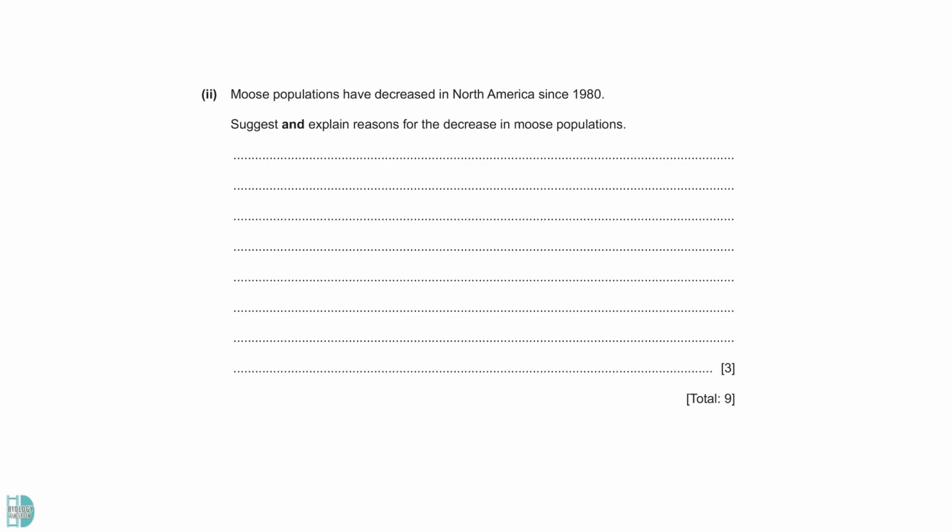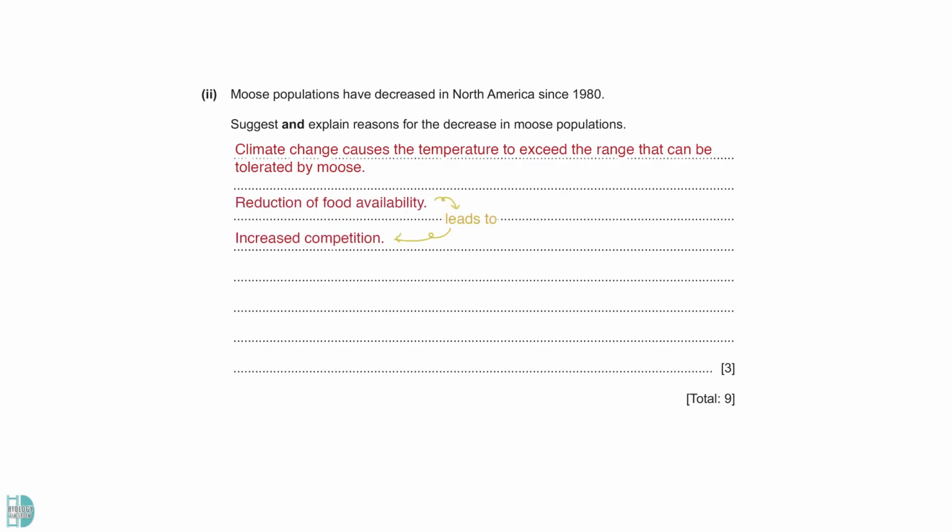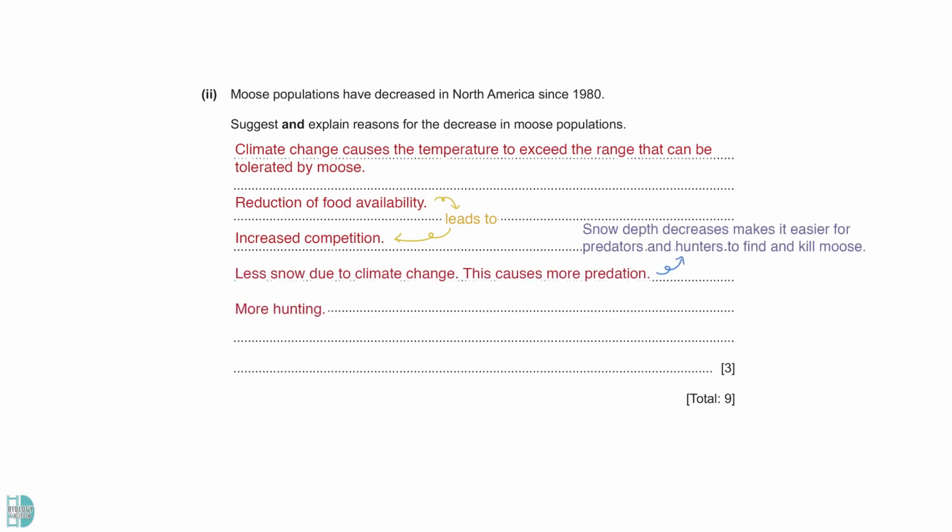2. Suggest and explain reasons for the decrease in moose population. Climate change may cause the temperature to exceed the range that can be tolerated by moose. A reduction of food can cause increased competition between the organisms. Climate change may also lead to a decrease in snow-covered areas. Predation and hunting can become easier when the snow depth decreases.